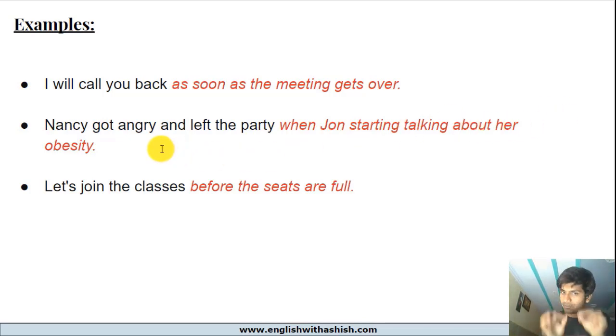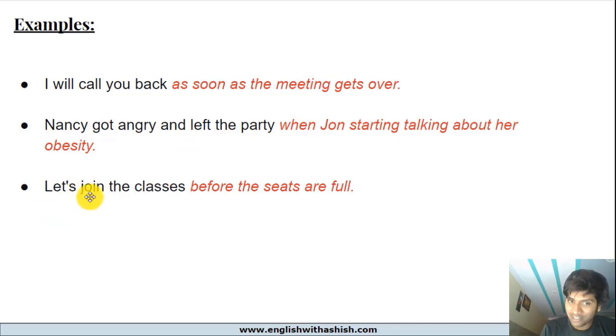So we're not talking about the exact time, but it must have happened at a particular time. Think about it. So when he started talking about her obesity, it must be a particular time. There must be a time on the clock. That's the time when she got angry and left the party. But we're not referring to the time. We're using an action, not a complete sentence, a dependent clause to refer to that time. She got angry and left the party when John started talking about her obesity.